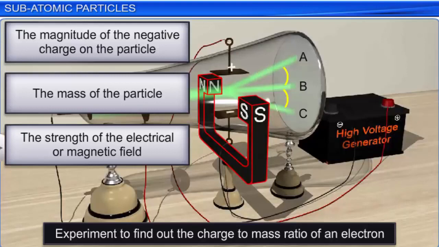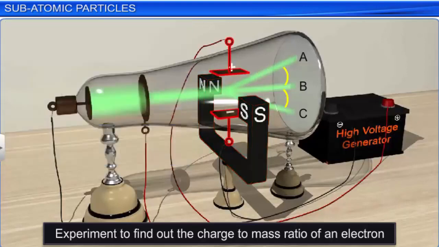When only electric field is applied, the electrons deviate from their path and hit the cathode ray tube at point A.